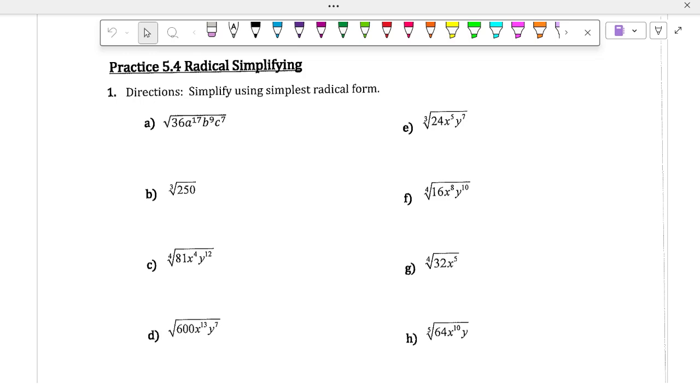You can do it in terms of factor trees and break it down to its prime factors, or you can do it until you find either a perfect cube, perfect square, perfect fourth, perfect fifth, whatever it's asking for. All right, so let's do letter A first.